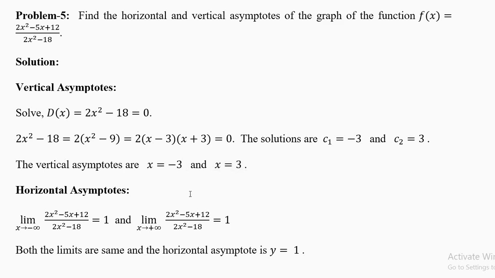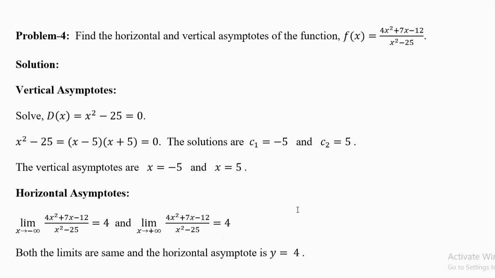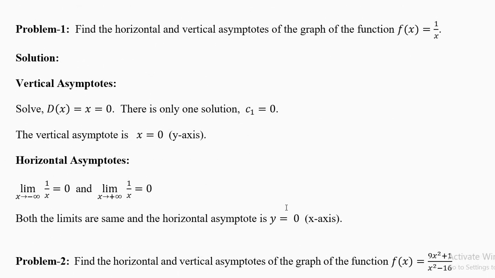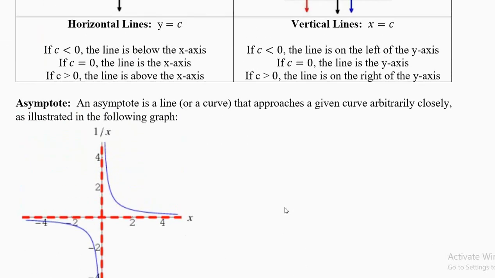Now for the horizontal asymptotes, take the limit of the full function, x going to minus infinity, the limit is 1. Again take x going to plus infinity of the full function, the limit is 1. This is not your asymptote 1, this is the limit. Both the limits are same and the horizontal asymptote is y equal to 1. You have to write this, this is your asymptote. The asymptote is a straight line. Look at the definition. The asymptote is a straight line for you. It can be a curve in special cases.